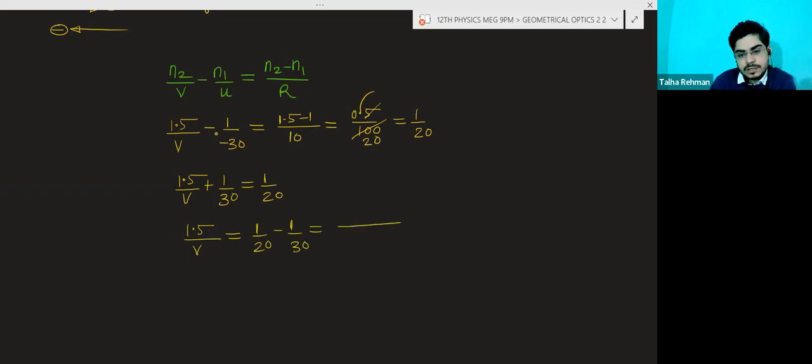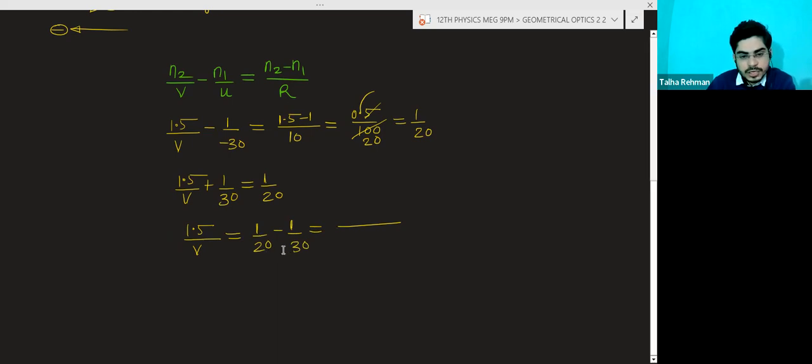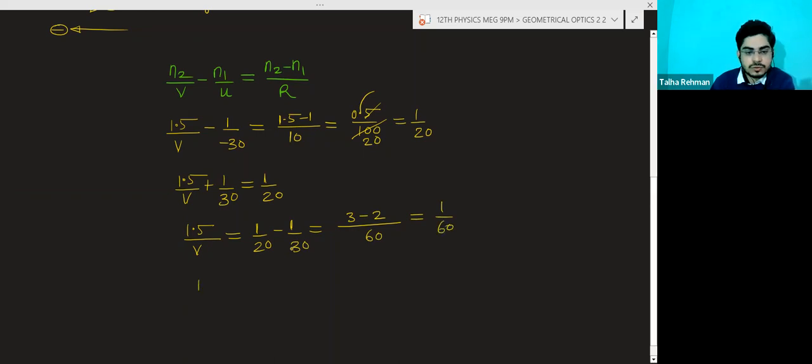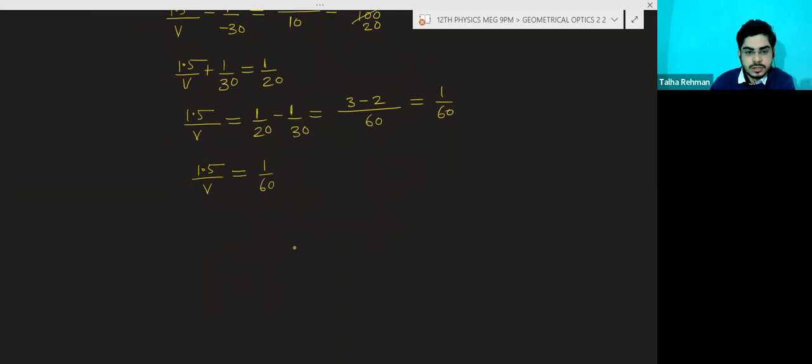Now solve this. Take the LCM of 20 and 30, you can take 60. So here it will be 3 minus 2 over 60. It will become 1 divided by 60. So you will have 1.5 divided by V is equal to 1 by 60. Now you will get V is equal to 60 into 1.5. You will get plus 90 centimeter.